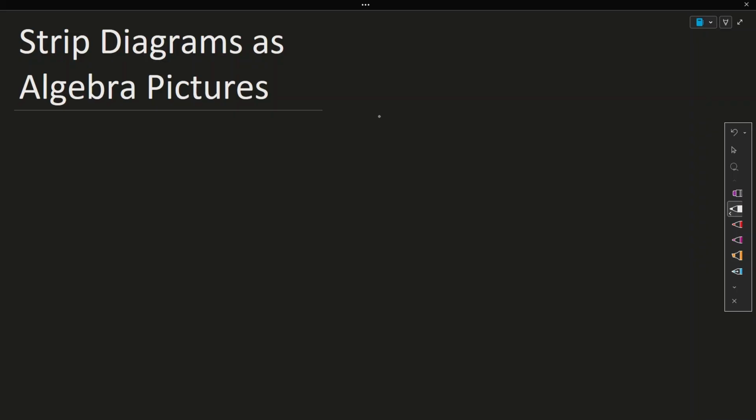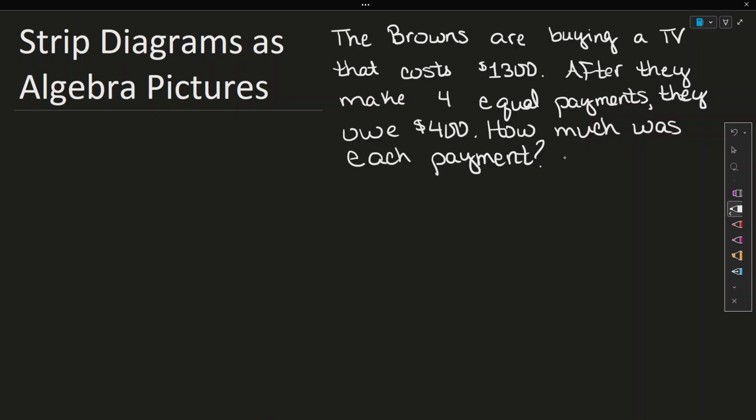Let's look at solving our first problem. The Browns are buying a TV that costs $1,300. After they make 4 equal payments, they still owe $400. How much was each payment?